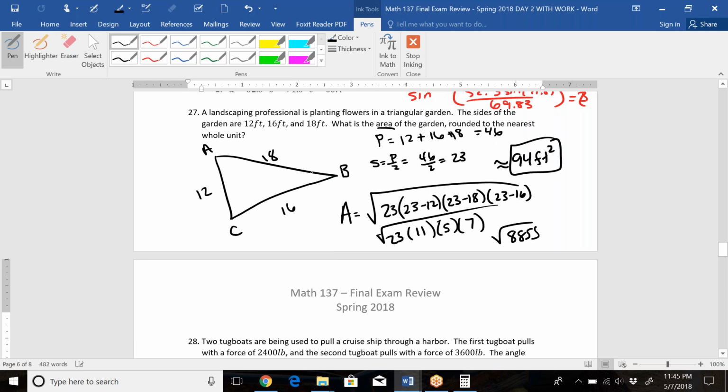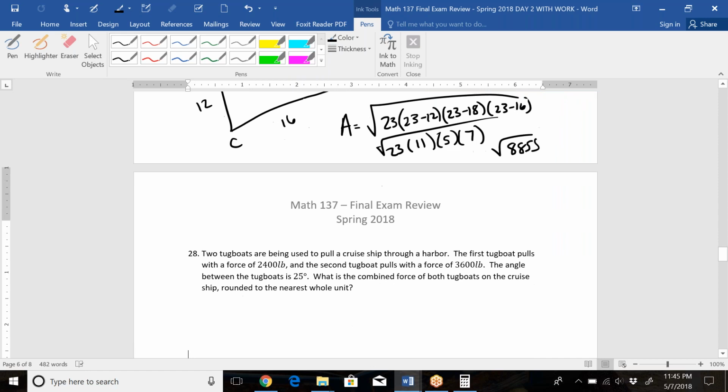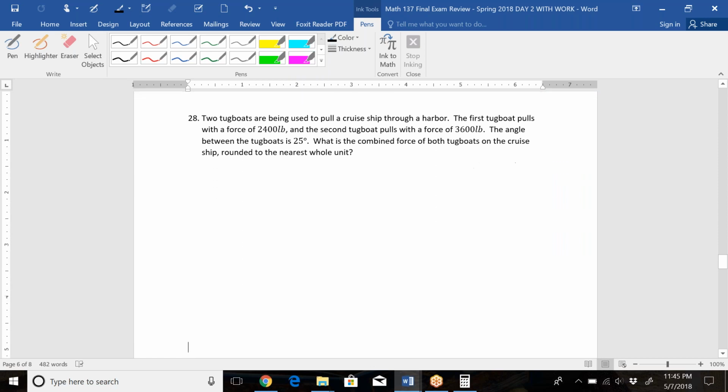Okay, let's look at number 28. This is the vector word problem. So two tugboats are being used to pull a cruise ship through a harbor. The first tugboat pulls with a force of 2,400 pounds, and the second tugboat pulls with a force of 3,600 pounds. The angle between the two tugboats is 25 degrees. What is the combined force of the tugboats on the cruise ship rounded to the nearest whole unit?